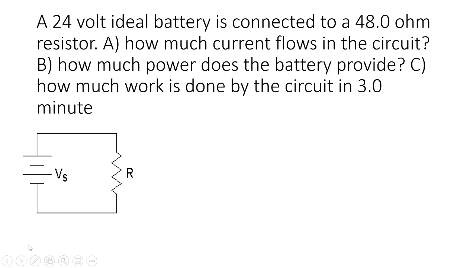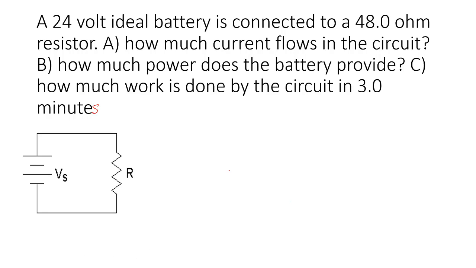So, in this concept, as we do another electricity lesson, it says a 24-volt ideal battery is connected to a 48-ohm resistor. How much current flows in the circuit? How much power does the battery provide? And how much work is done by the circuit in 3 minutes?